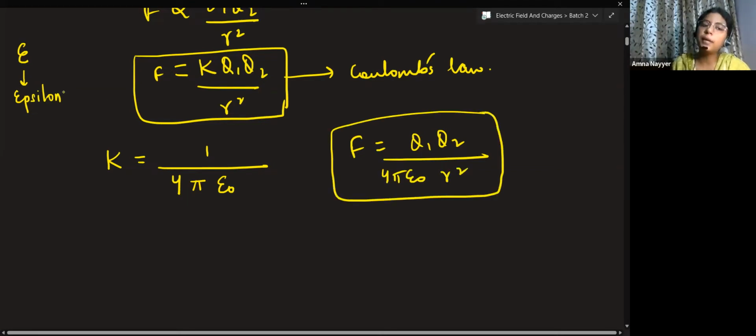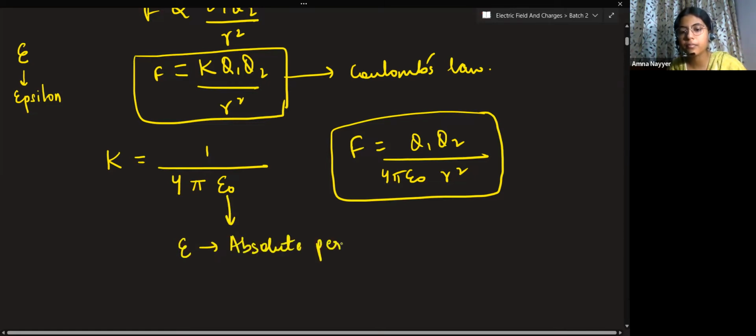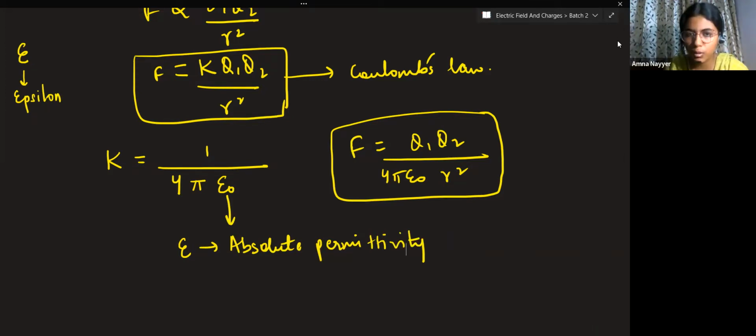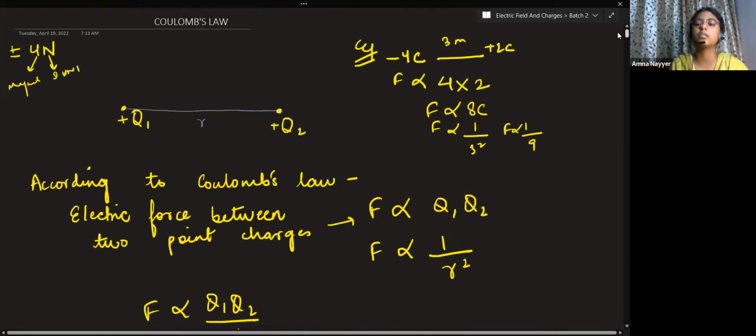Now see, this symbol is known as epsilon, and because we add a 0 in the subscript, it becomes epsilon naught. But this symbol actually is the absolute permittivity. So just note these down. We'll come to what is K, what is the constant.